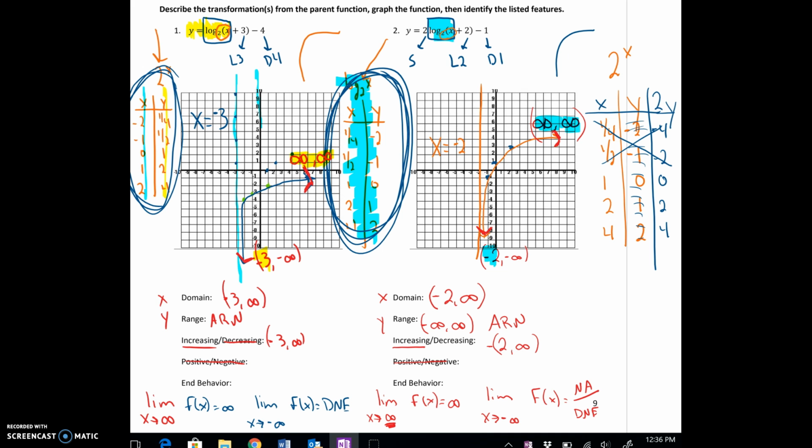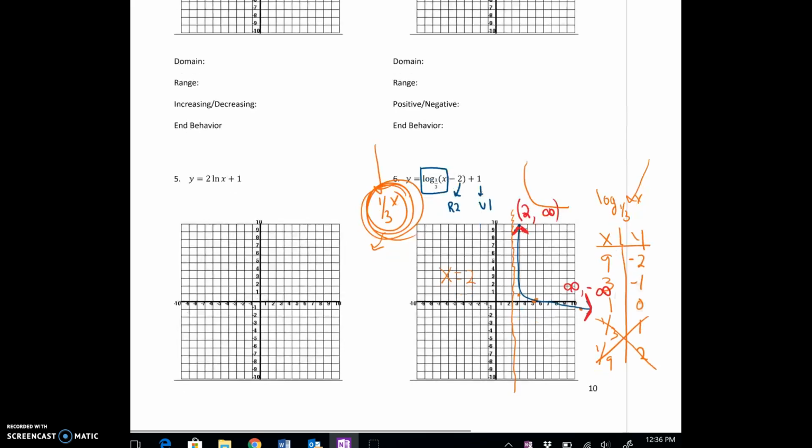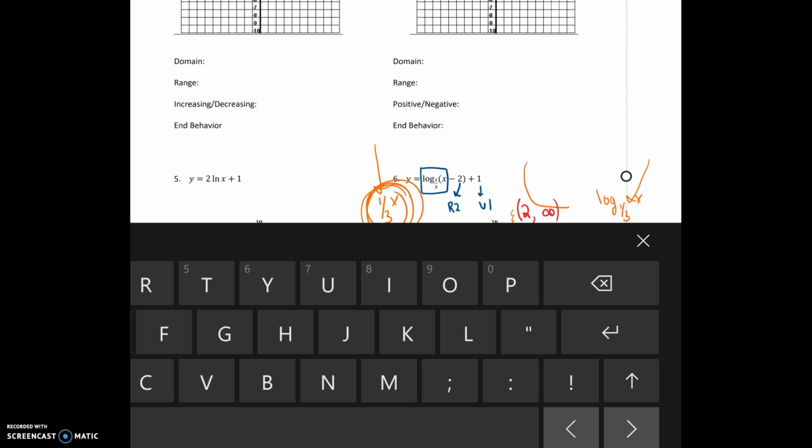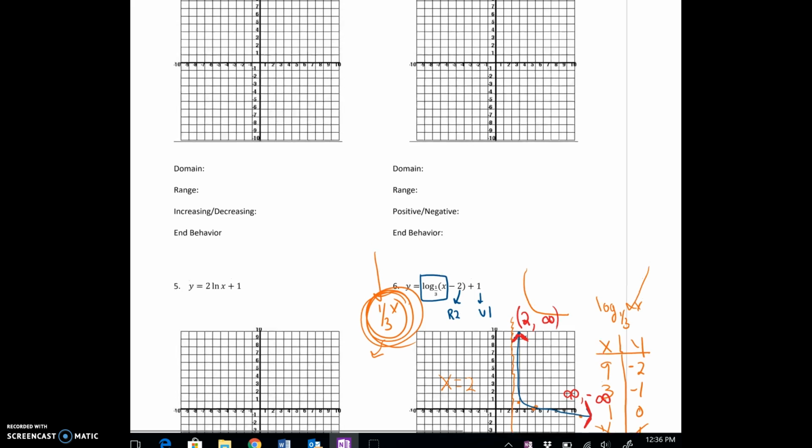And that's your graphing. So we will be doing 3 and 4 and 5 in class the next time. But that's all that I will be making for the video.